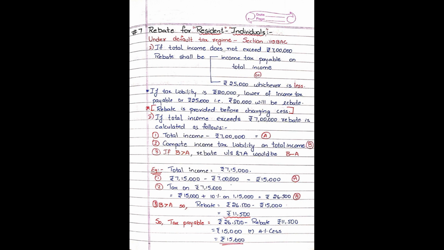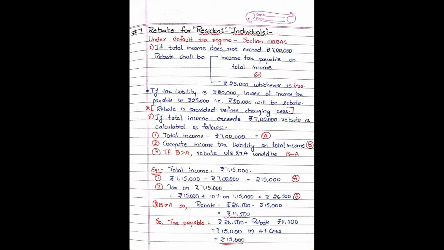In step 3, since B is greater than A, the tax liability on total income is greater than the difference between total income and rupees 7 lakh. The rebate will be rupees 26,500 tax liability minus rupees 15,000, that is the difference between total income and 7 lakh rupees. So the rebate amount will be rupees 11,500.